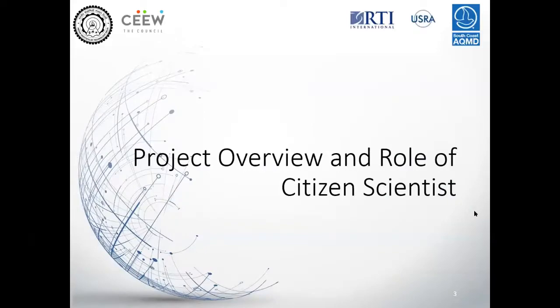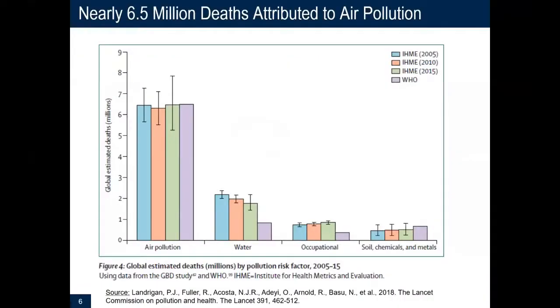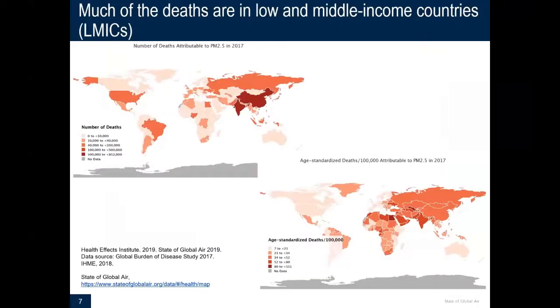All right, so talking about this project, I'm a principal air quality scientist at RTI, a nonprofit research institute. We are based in the US, and we also have an office in Delhi. Sagnik already mentioned the impact of air pollution. This is a figure from a paper by Landrigan et al., which talks about the amount of premature mortality attributed to air pollution. It's about 6.5 million annually. And when we look at where the deaths are focused, it's mostly in the low and middle income countries.